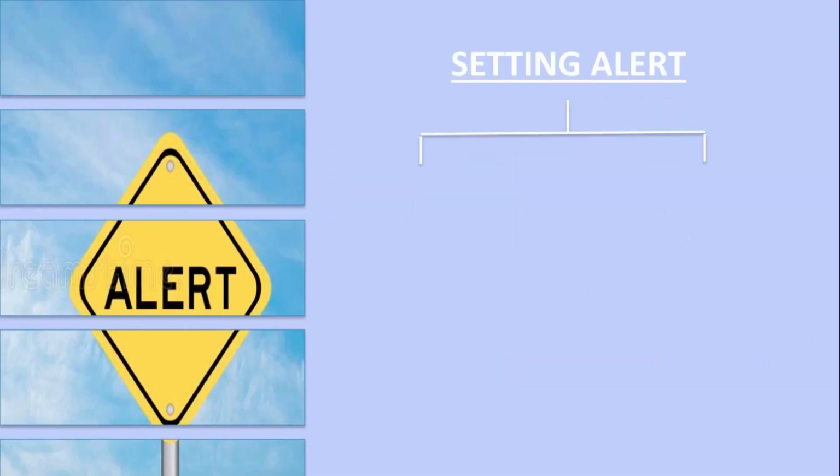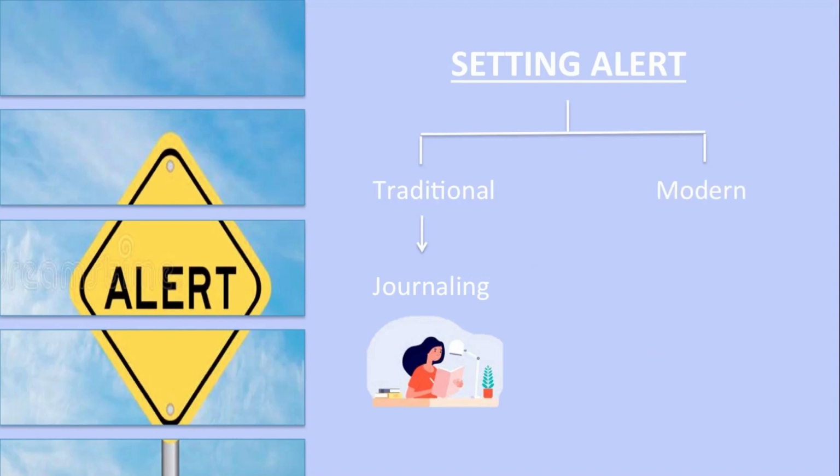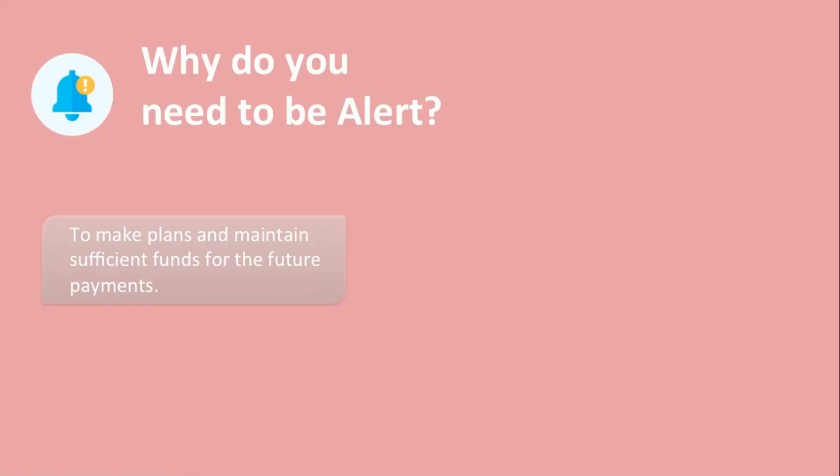Setting alert in a traditional way is journaling, or in the modern method is something like a notification on phone through different apps such as Google Calendar, etc. Now, the job of these notifications is to alert the individual or notify the user on one's limit or make them aware about their future payments.